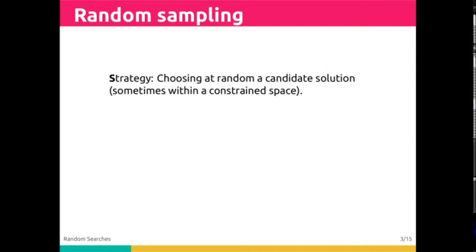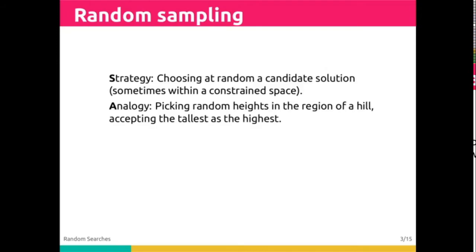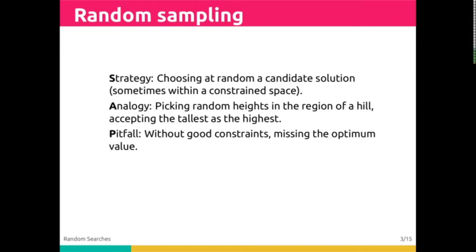It doesn't converge on a global solution because it doesn't converge at all. It's not an iterative method. But it can help you identify where to search more thoroughly, for instance, if you're going to use a greedy algorithm or something else afterwards. Our analogy is that we're simply going to pick a bunch of random points in the region of a hill and accept the tallest of these as the highest point. Of course, the pitfall is, without good constraints, we're likely to miss the optimum value.